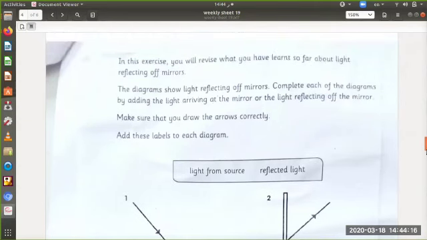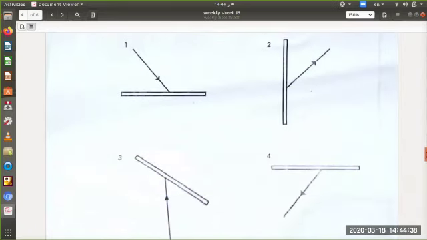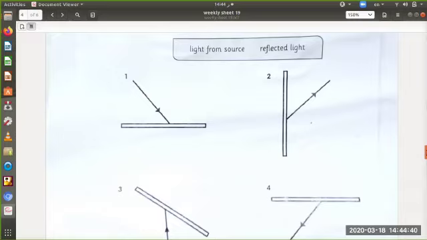In this exercise, you will revise what you have learned so far about light reflecting off mirrors. The diagrams show light reflecting off mirrors. Complete each of the diagrams by adding the light arriving at the mirror or the light reflecting off the mirror. Make sure that you draw the arrows correctly. Add labels. Okay.